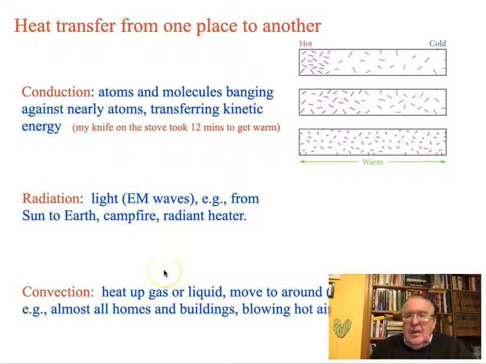And the third way to transfer heat is by convection. Convection is how every building, every home is heated. So wherever you are now, the way you're heated is that somewhere you heat up air, and then you pump it through tubes that go all the way through the building or the house. That's called convection. It's very efficient, very fast. So you're just blowing hot air around.